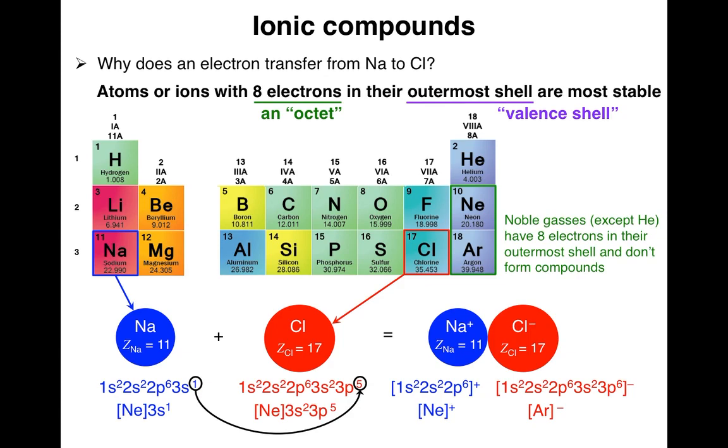Note that by donating an electron, sodium does not turn into neon, and by accepting an electron, chlorine does not turn into argon, because the chemical identity of an element is determined by the number of protons in the nucleus that doesn't change. Rather, a sodium cation and a chloride anion are formed.